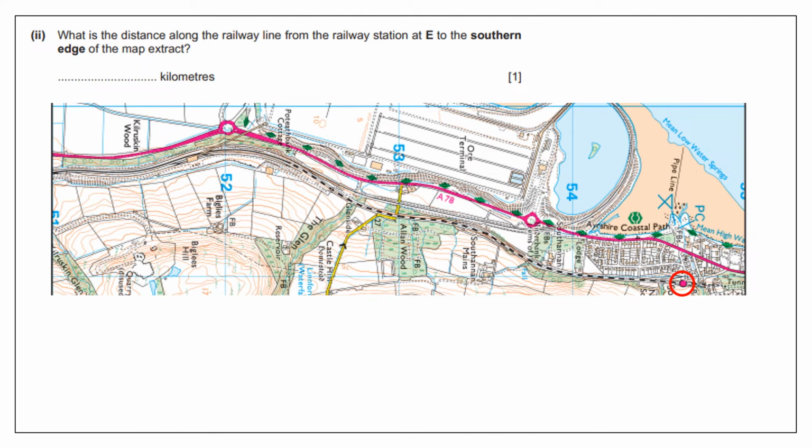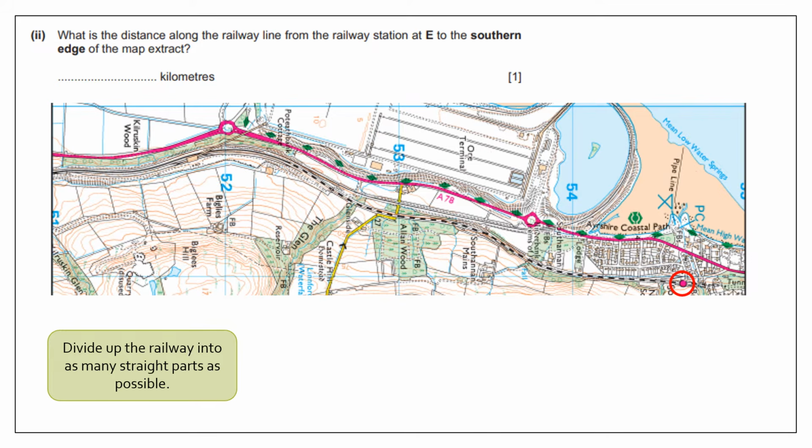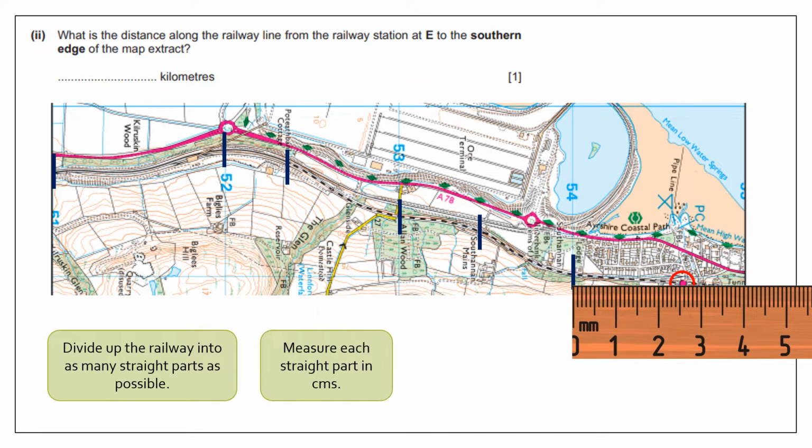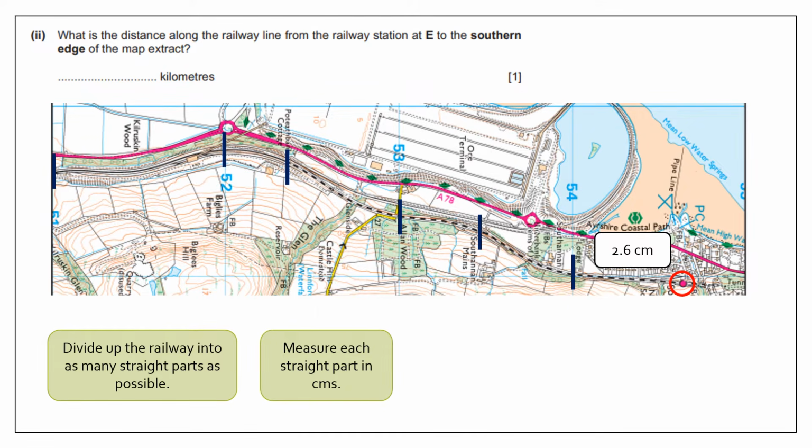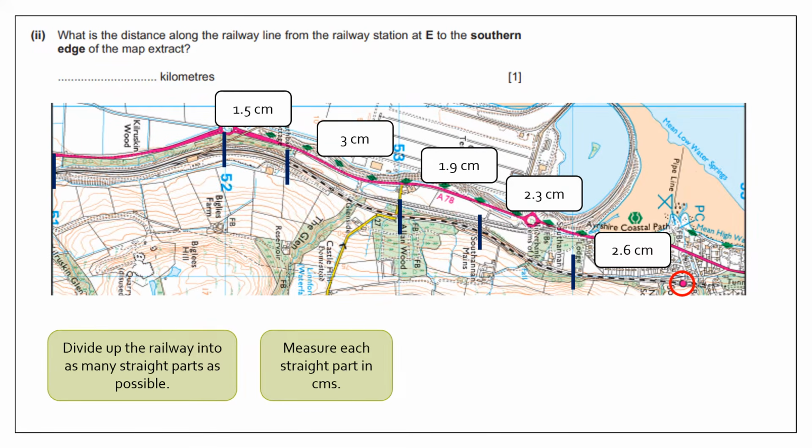Now I've put the map on its side, just to make what I'm going to show, how I would answer this question, a bit easier. First thing I would do is divide up the railway line into as many straight parts as possible. So you can see all of the straight parts are kind of loosely identified here. I would then take my ruler and I would measure each straight part in centimeters. So we've got 2.6, 2.3, 1.9, 3, 1.5, 4 centimeters.